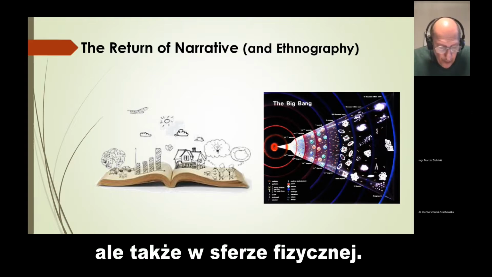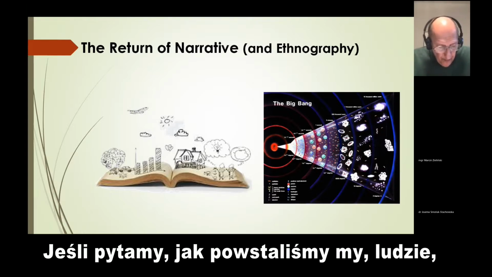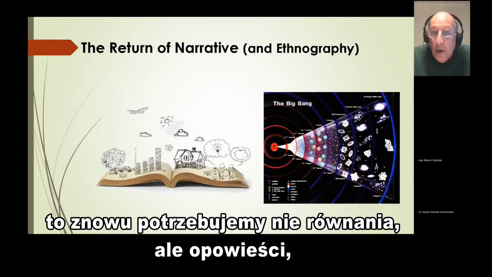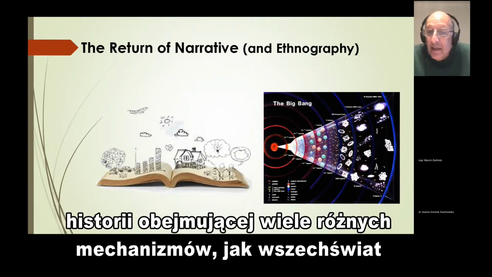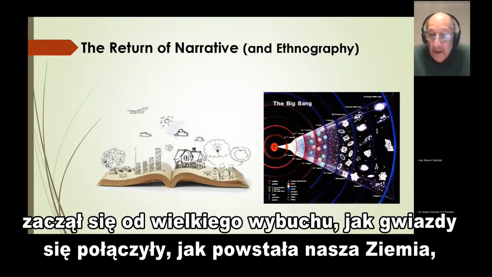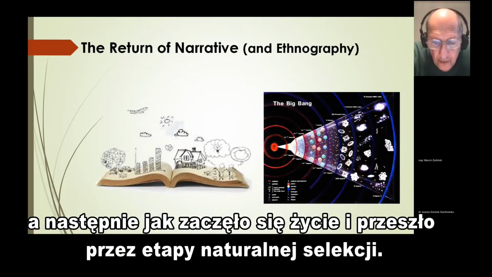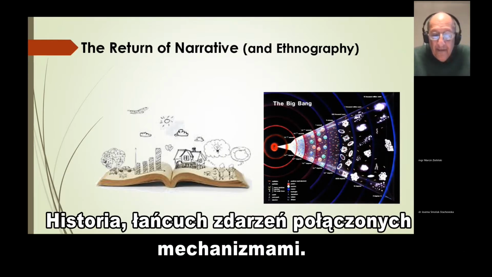If we ask how we humans came to be, we need, again, not an equation, but a story involving many different mechanisms. How the universe started with a big bang, how stars coalesced, how our Earth was formed, and then how life began and went through stages of natural selection. A story, a chain of events connected by mechanisms. A story is a chain of events connected by mechanisms.